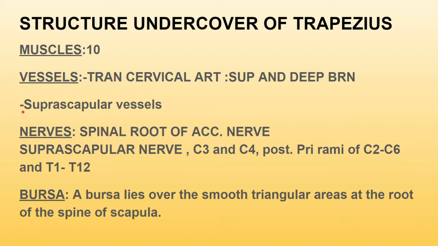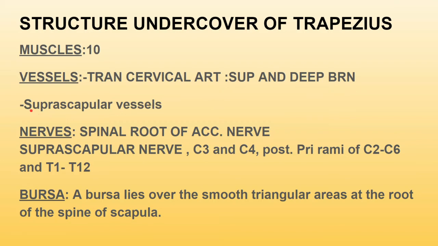Now the vessels under cover of the trapezius are, remember, the transverse cervical arteries, superficial and deep branches. The transverse cervical artery is actually a branch of the thyrocervical trunk. Both superficial and deep branches of the transverse cervical artery are present under cover of the trapezius. Remember, the superficial transverse cervical artery is also known as the superficial cervical artery, and the accompanying vein will also be present. And the deep branch of the transverse cervical artery is also known as the dorsal scapular artery, and its accompanying vein also.